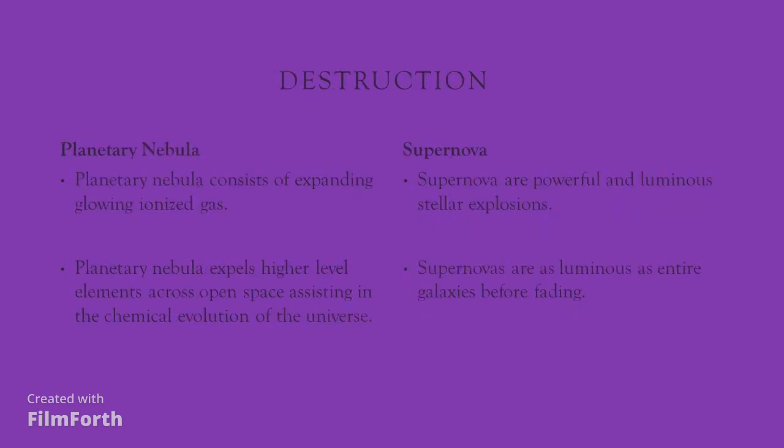Now, finally, when these stars do die, the next step for each is here. An average star will form what's called a planetary nebula. Now, this is kind of a weird name for it because it doesn't actually have much to do with planets. But planetary nebula basically just consists of this expanding, glowing, ionized gas.